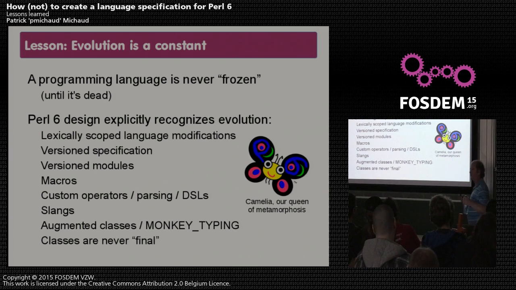Classes in Perl 6 are never finalized. Well, actually, the application is allowed to, but a class cannot say, I'm final, and no inheritance, no things like that. There's not a way to do that in Perl 6. Again, explicitly recognizing that what we might think of as being the final word today may not be that way in the future. So evolution is a constant part of languages, and your specification needs to be able to accept that.